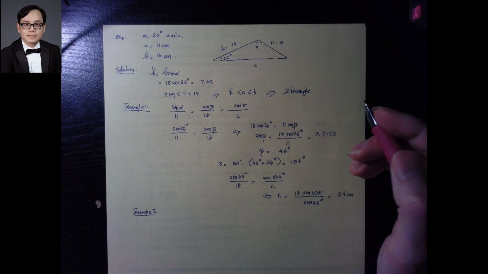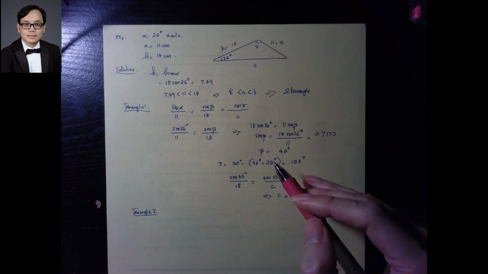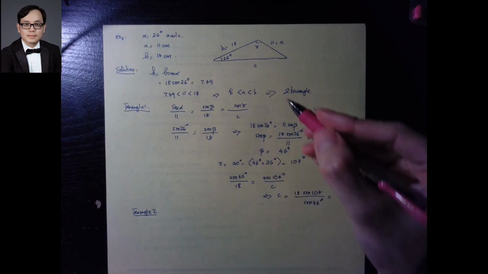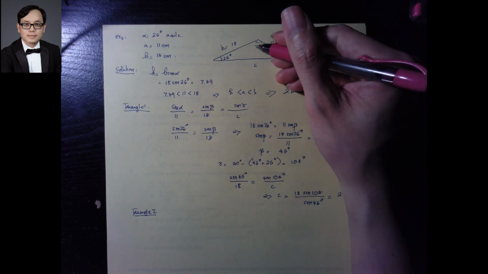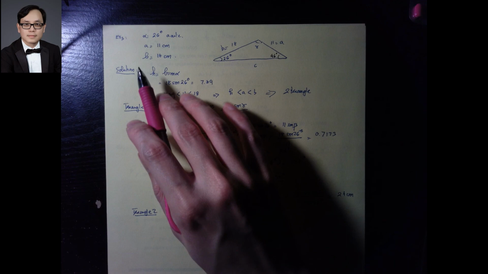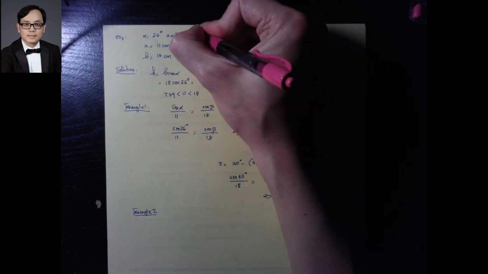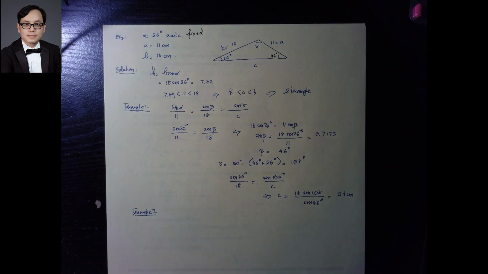So I know that your beta is 46, so this is 46. Okay, I know this gamma is 108. Okay, the alpha is fixed. You cannot change it. Alpha is fixed. So this is how you get the second triangle.